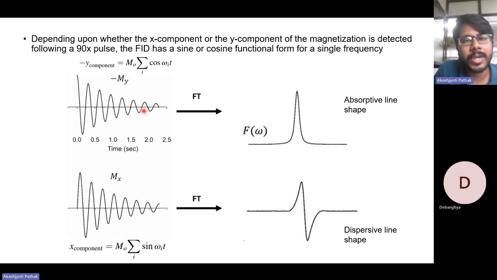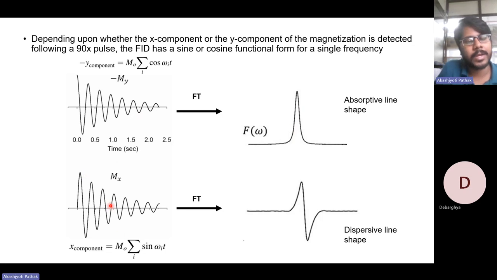Now if we do the Fourier transform of this time domain signal, the Fourier transform basically helps to convert the time domain into the frequency domain. Okay, now in the frequency domain, if the receiver is placed in such a way that it detects only the Y component, then the Fourier transform of this Y component gives us an absorptive line shape. This absorptive line shape we had also discussed in the initial few weeks; it is a symmetric line shape.